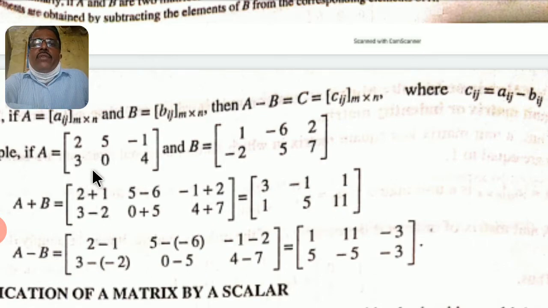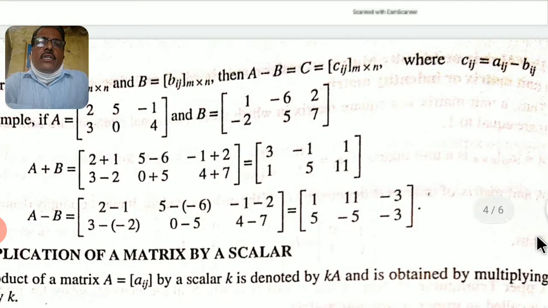Okay, next similarly A minus B. A minus B, again we conduct the same way. So 2 minus 1, 5 minus of minus 6, this becomes plus, so 5 plus 6, minus 1 minus 2, next 3 minus of minus 2 becomes plus 2, then 0 minus 5, 4 minus 7, which is equal to 1, 11, minus 3, 5, minus 5, minus 3. So this is how we add and subtract two matrices.